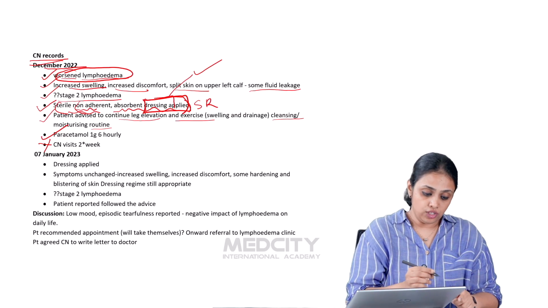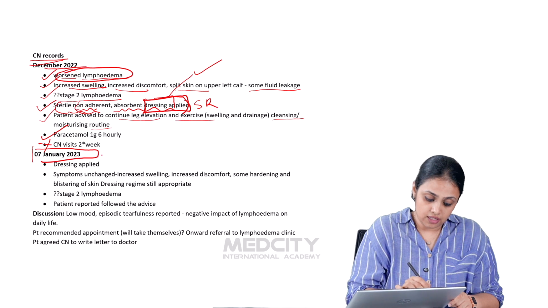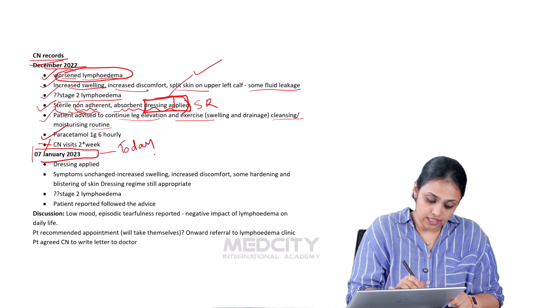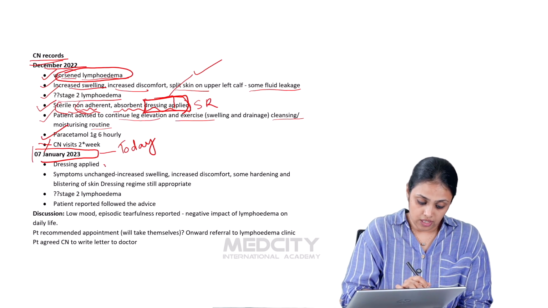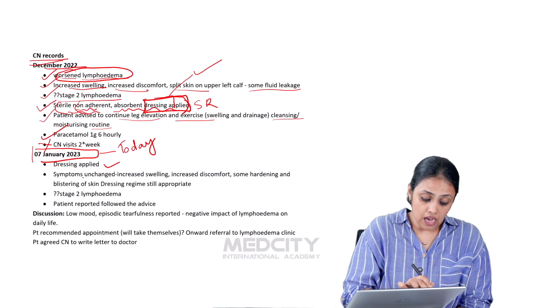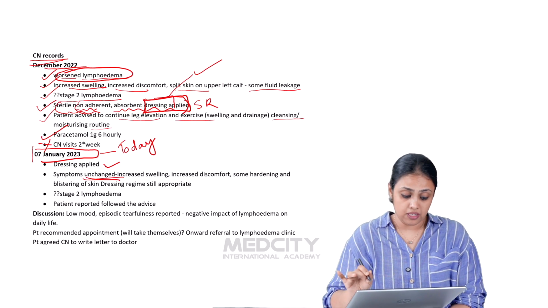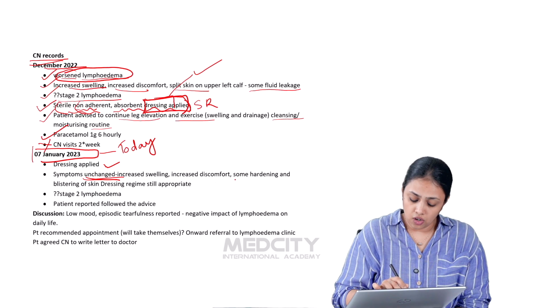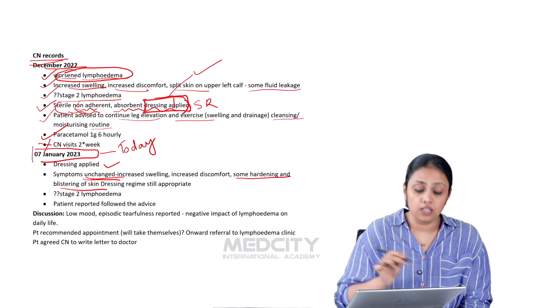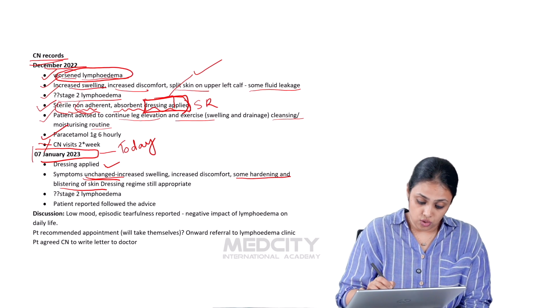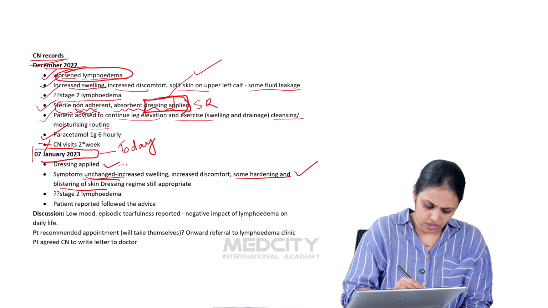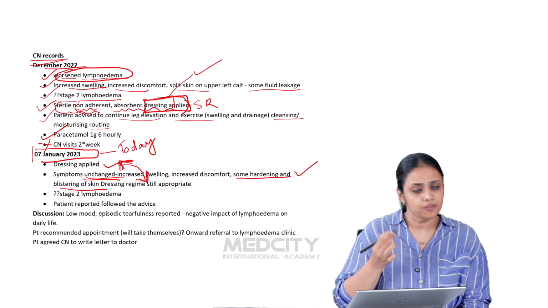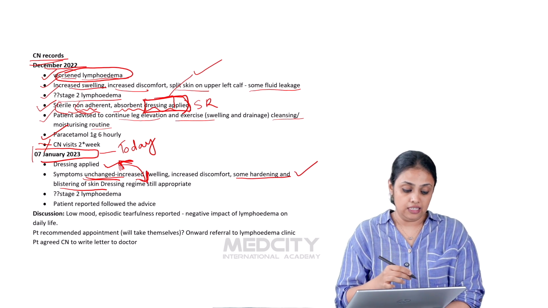Now moving on to the next date, 7th Jan 2023. This is today, the day on which you're writing the letter. So what is the progress? Dressing applied. Okay, you provided redressing. That is relevant. Symptoms unchanged. So symptoms are persistent, and on top of that, some hardening and blistering of skin you have also noticed. So that is also relevant. Dressing regime still appropriate. It is the same as this. So these two you can combine and put as one. That is, you provided dressing. That is enough. Do not repeat the details.